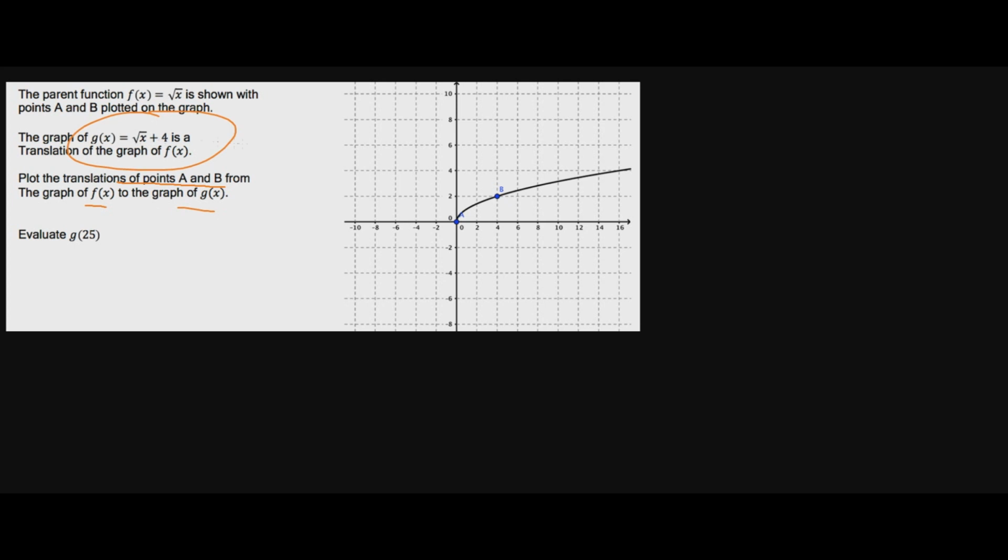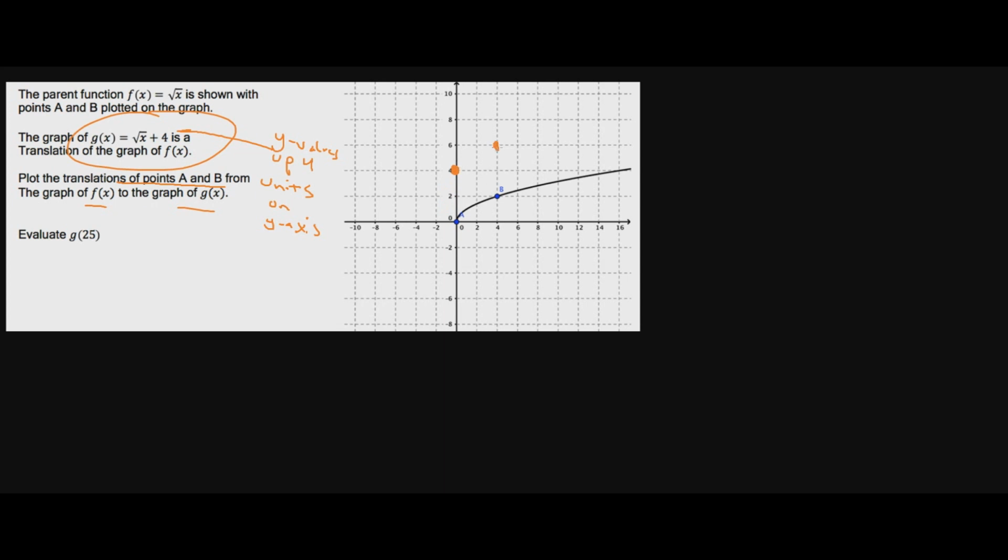Well, what does the plus 4 mean? Well, that just means we're shifting the y values up 4 units, right? Because it's plus on the y-axis. So just take this point and move it up 4 units. Well, be careful because this isn't 1, it's going by 2s. So we're going to move it up 4 units. So that's, okay, 2, 4, so up 4 units.